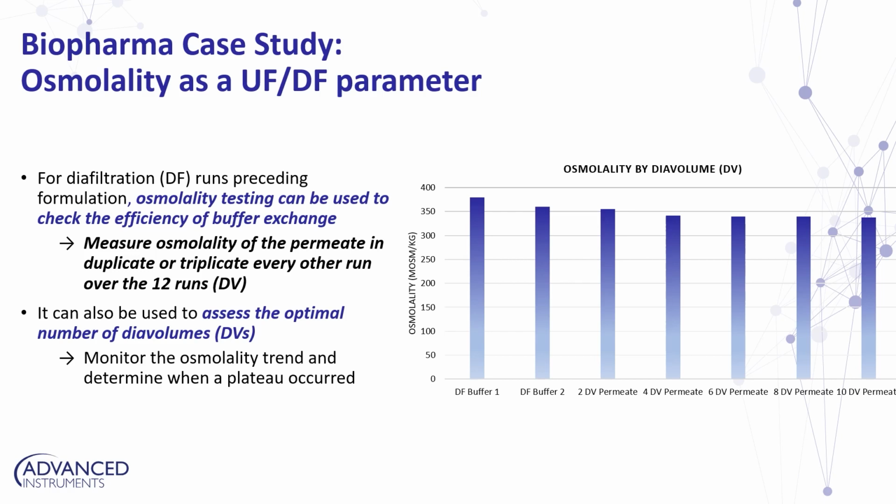So what we are basically saying is that by monitoring your osmolality trend, you can determine when that plateau has occurred and can therefore reduce the number of diavolumes necessary, in turn saving you time, money and resources within this section of your workflow. We were lucky enough to have Kevin Lin, formulation scientist at Alexion, present for us last year, and he was able to discuss this osmolality use case in more detail within his experience at Alexion. If you would like to know more, we can share this video with you to watch at a later date.